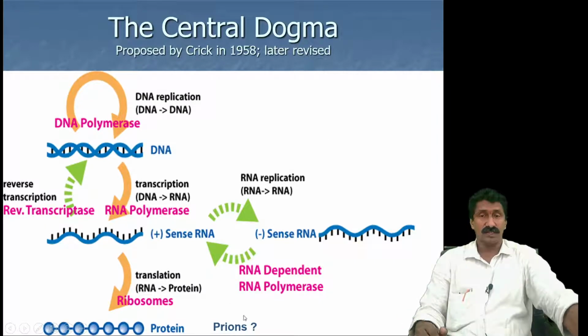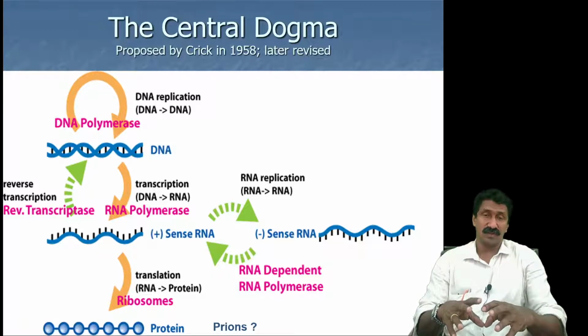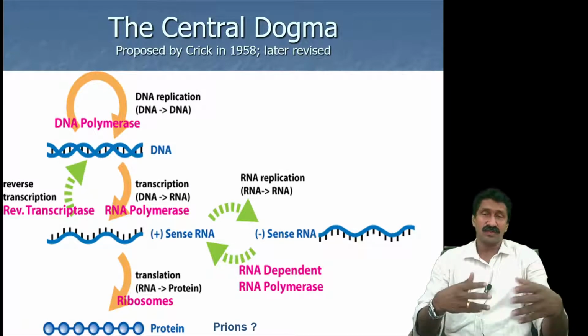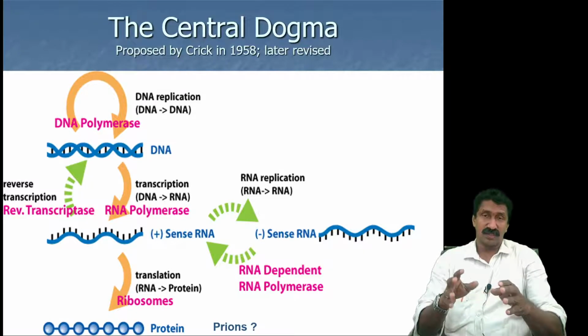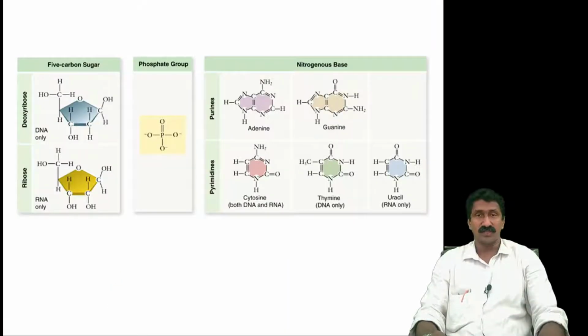Of course, there are some components like prions, which are infectious proteins, already reported and known. Mad cow disease is caused by prions, but they are proteinaceous substances which are not information storehouses. Maybe they affect the structure of other proteins so that they become infectious, but they are not a storehouse of information like DNA and RNA. So this is the overall idea about the central dogma of molecular biology.